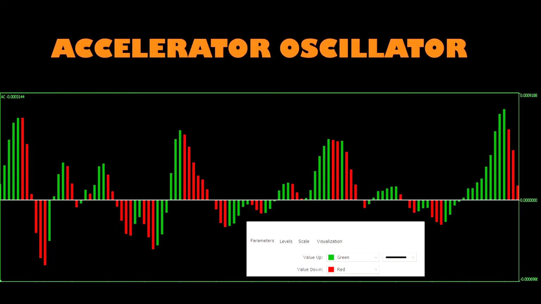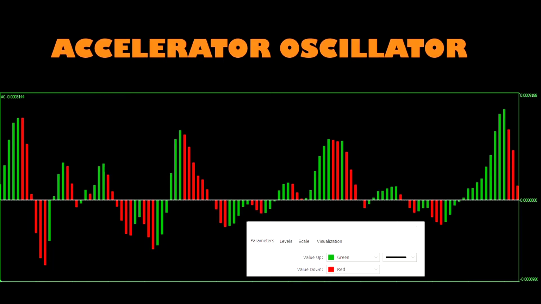You're not allowed to meddle with the indicator's settings, but we have selected the ever so elegant colors of green and red to represent when the accelerator value moves up or down. The accelerator oscillator is calculated by taking the value from the awesome oscillator indicator and subtracting from it a 5 period simple moving average of the awesome oscillator.